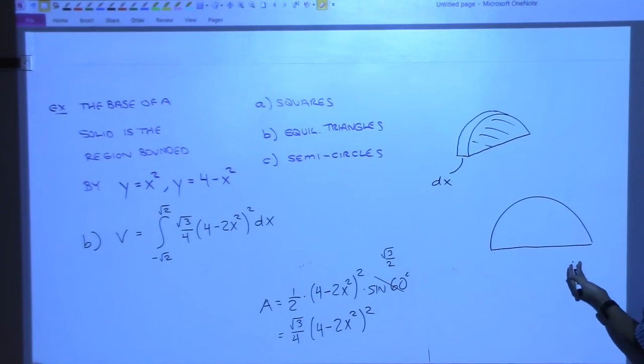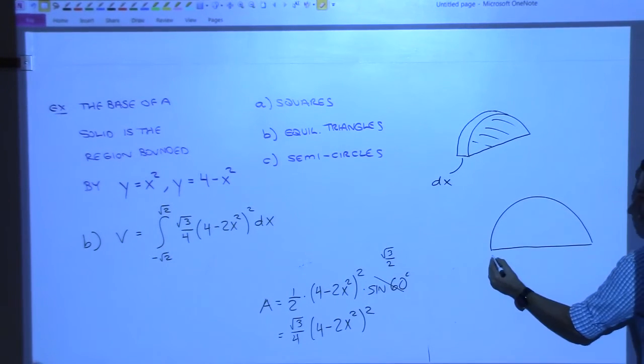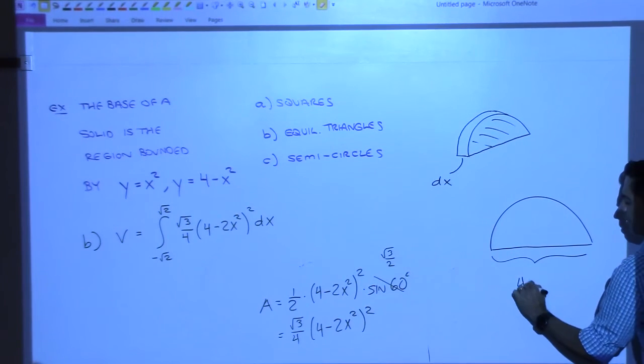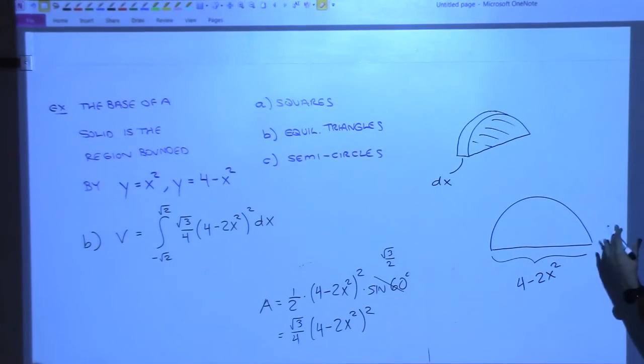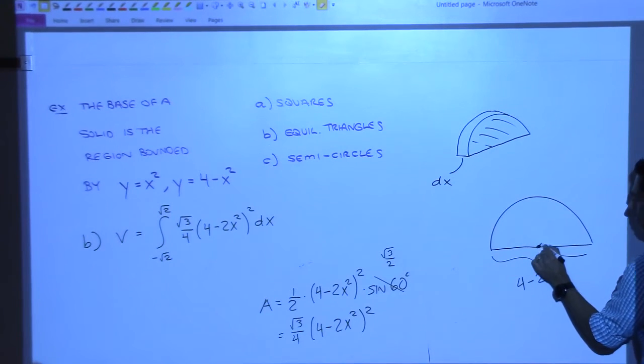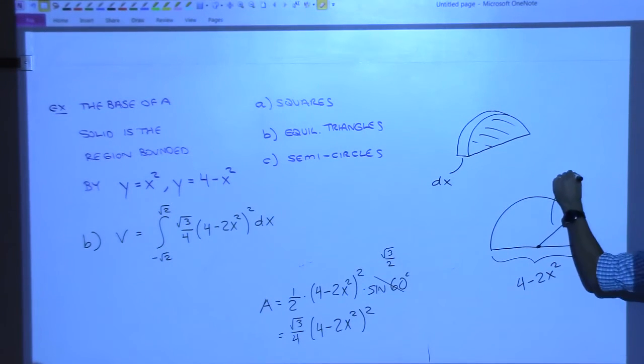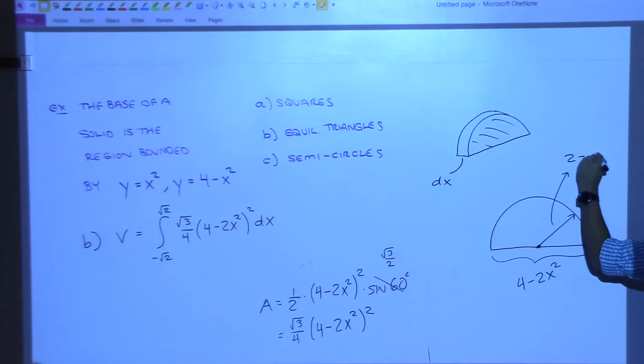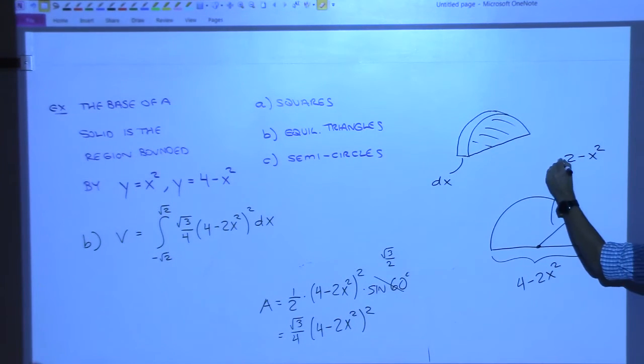Do I know any pieces of it? I know the diameter is 4 minus 2x squared. That we've already established, right? So the area of a circle is pi r squared, right? So half of a circle should be half of pi r squared. But this is the diameter, so what's the distance from here to here? What's our radius? It's not that, it's half of that, which happens to be 2 minus x squared, right? So that's actually my radius.